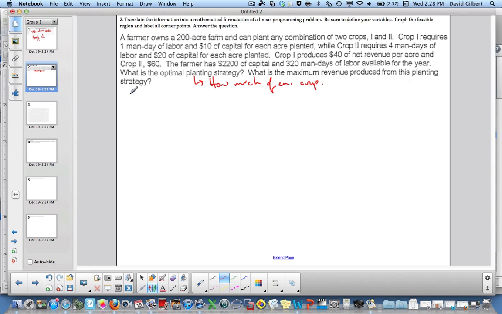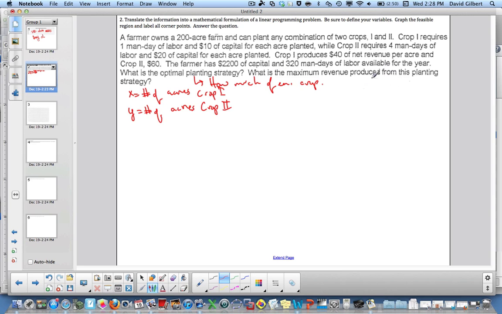So that tells us right away that x equals the number of acres of crop 1, and y equals the number of acres of crop 2. So those are what our variables stand for.